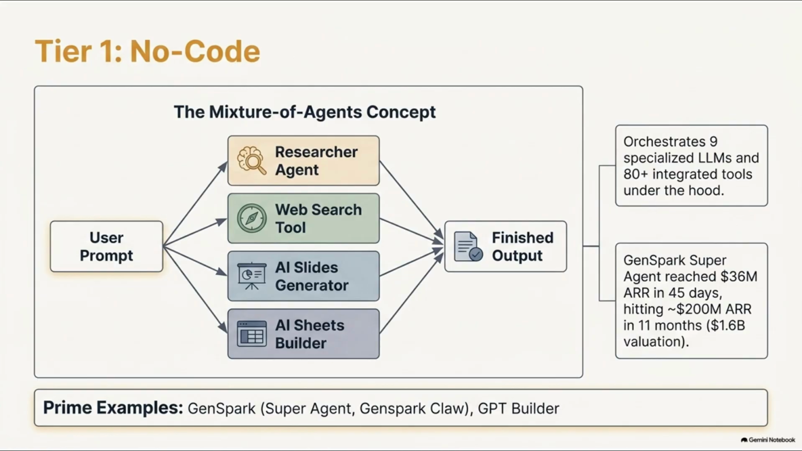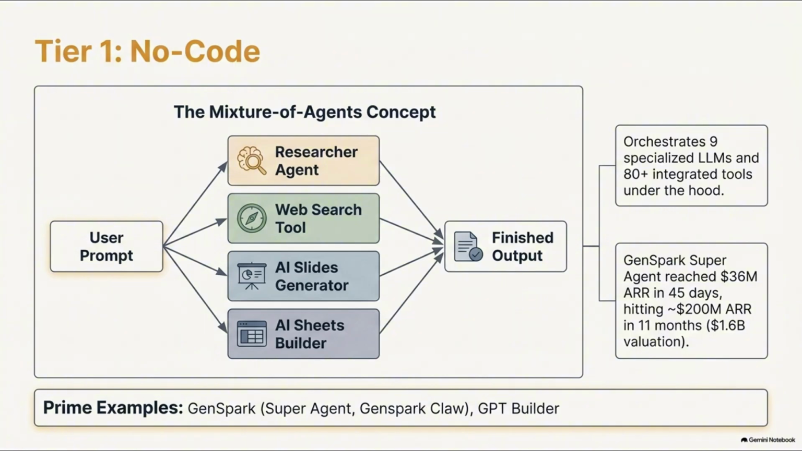Tier 1, no code. The whole idea here is that you describe what you want in plain English, and the platform figures out how to do it. Zero code. The best example right now is GenSpark's super agent. Under the hood, it's not one AI. It's orchestrating 9 different language models and over 80 tools. And it hands each part of your task to whichever one is best suited. You type a single prompt, and behind the scenes, one agent is researching, another is generating images, a third is building a spreadsheet, and they assemble the finished result for you.